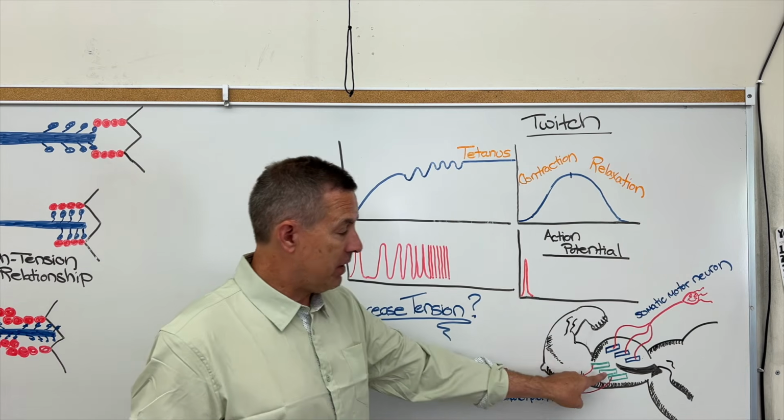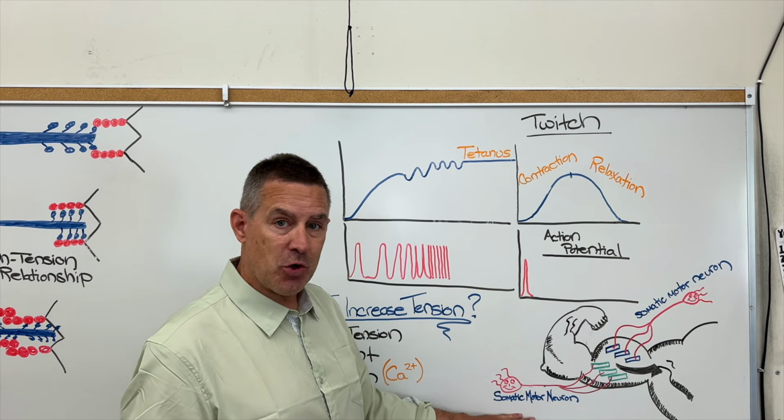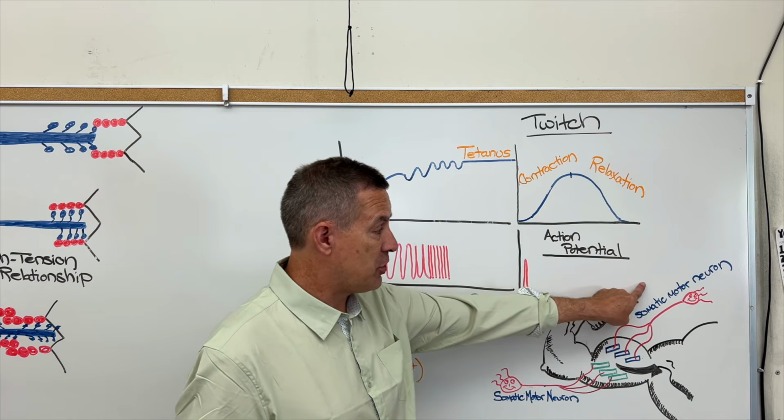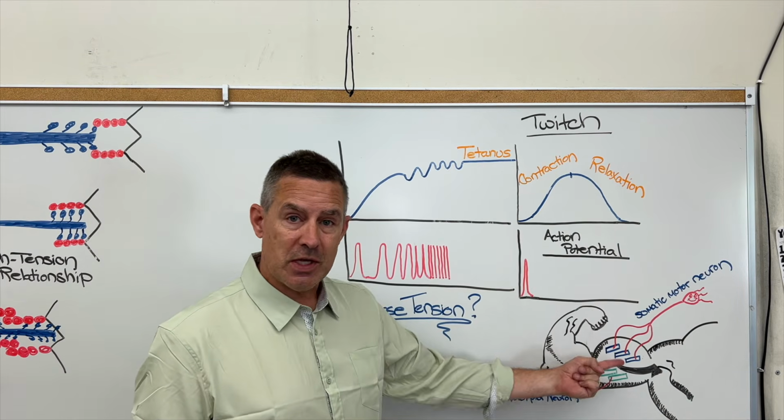For each group of cells, we have a somatic motor neuron. So we have a somatic motor neuron right here, innervating these 3 cells. We have another somatic motor neuron right here, innervating these 3 cells.